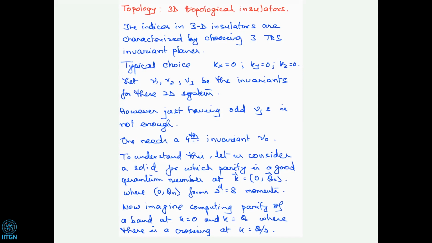Corresponding to each, I can define 3 invariants, just as I did before for the 2D plane. So this gives me 3 numbers, mu1, mu2, and mu3, and these are the invariants for these 2D systems. Now the question is, if I have mu1, mu2, mu3 to be 1, 0, 0, do I have a 3D topological insulator? And the answer is no.